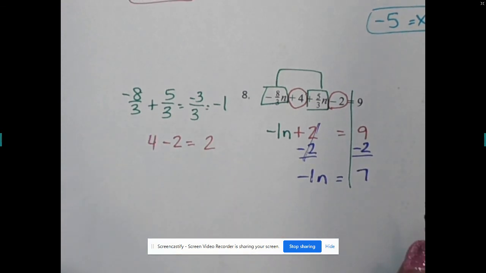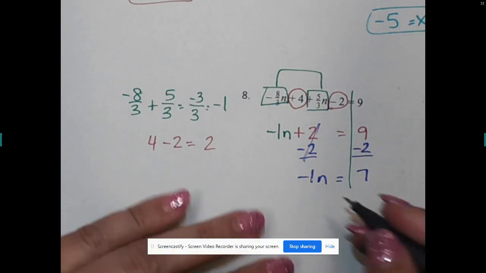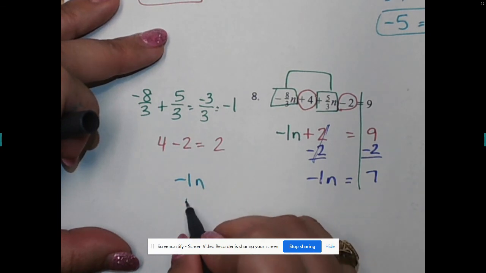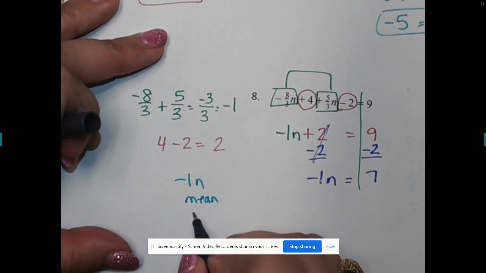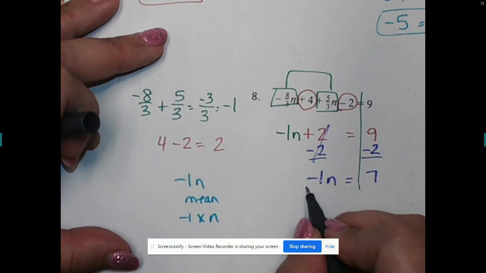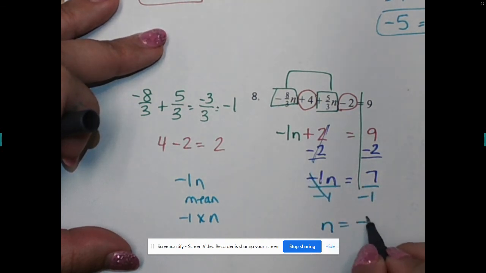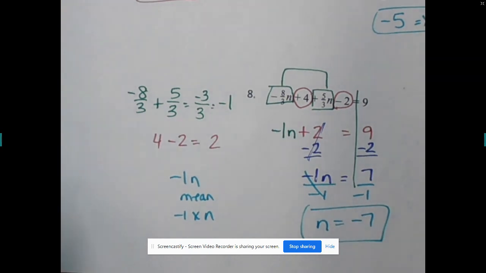Now, I can't have my n negative. So what do I need to do? Divide by negative 1, because negative 1n means negative 1 times n. So n equals negative 7. Okay? So we only added one part, and it's really not that difficult if you just take your time.